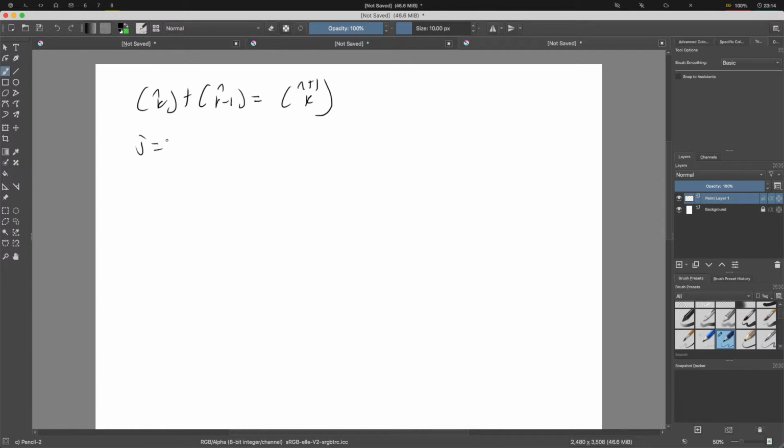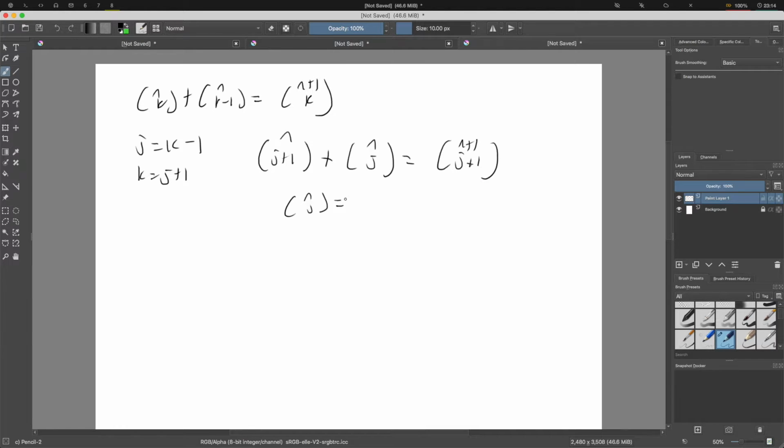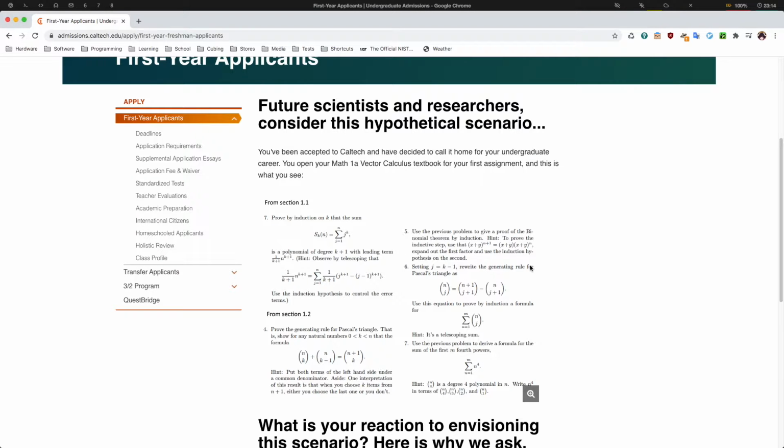So we're going to set j equals k minus 1, which means that k is going to be j plus 1. So we can rewrite this as n choose j plus 1 plus n choose j equals n plus 1 choose j plus 1. And then subtracting this from both sides, we get n choose j is equal to n plus 1 choose j plus 1 minus n choose j plus 1. And that agrees with their generating rule.